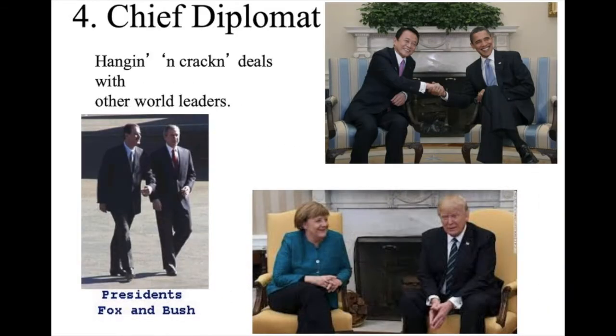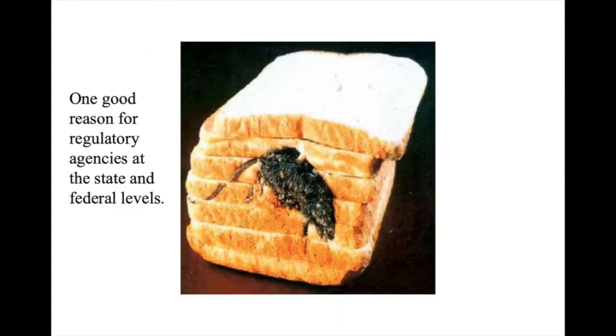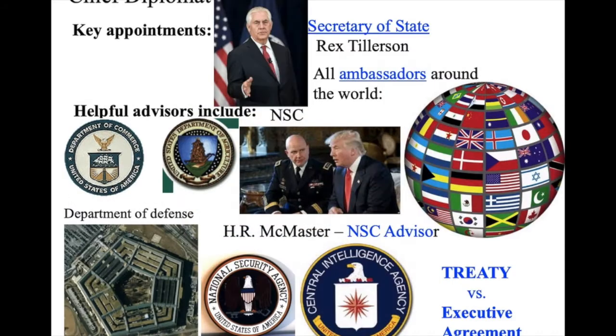All right. Chief diplomat, power and duty number 4. This also is a constitutional power. The president has far more control over foreign policy than Congress, because the president can move around. They can take Air Force One and visit anybody, anytime. And so hanging out with other world leaders, cracking deals with other world leaders, that is part of being president. Very significant role.